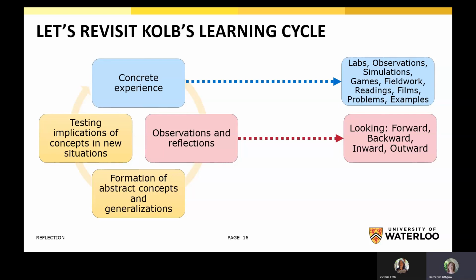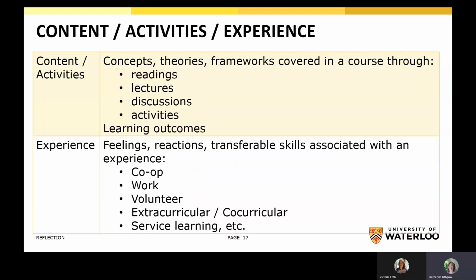So some of the things that we might do in our courses in our program is offer concrete experiences such as laboratories, observations, simulations, games, might be field work, readings, films, problem sets, examples, have our students read primary texts. The experiences could also include things like co-op work term experiences or work experiences without being a co-op, volunteer experiences, extracurricular or co-curricular or service learning. We actually might even ask, the whole purpose might be to have our students really think about the feelings or the reactions or the transferable skills that are associated with those particular experiences.